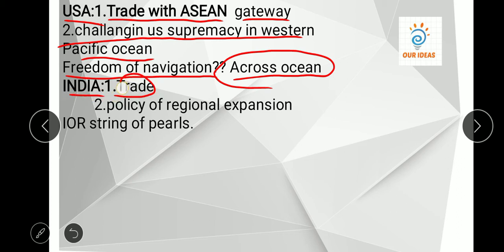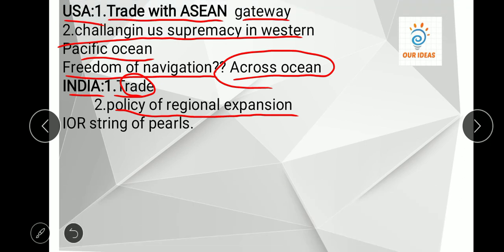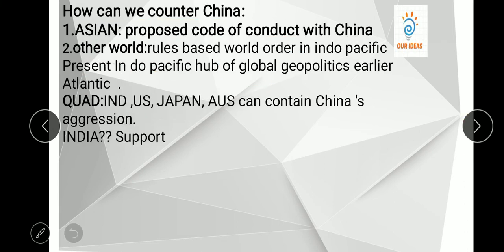So first, trade with ASEAN will be affected, and the policy of regional expansion can affect India in future, because the Indian Ocean region is also near China. So if China can encroach on the exclusive economic zone in the South China Sea, it can also affect the Indian Ocean region in future, because it is said that China is developing a string of pearls in order to cover India from all sides. So this can be seen in future if we do nothing now.